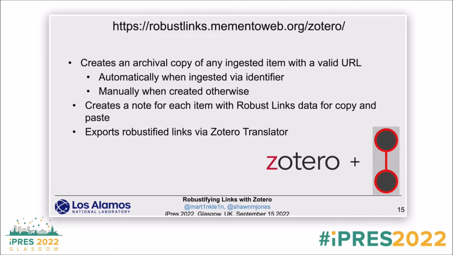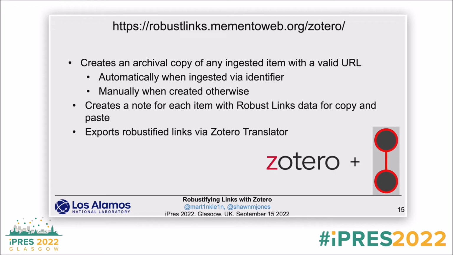Upon ingestion of a new entry into Zotero, our Robust Links extension will trigger and will check the entry's metadata and see whether there is a valid URI or URL available in the corresponding metadata field. If the extension does find a URL, it will take that URL and robustify it for you. This process is triggered automatically if you ingest an entry via a DOI, for example, its identifier. Or you can trigger this process manually, for example, for manually generated entries in Zotero.